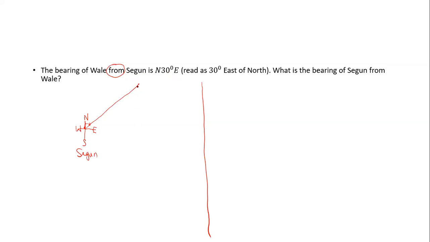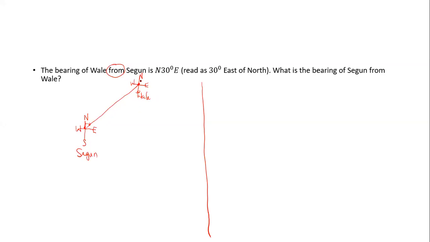So it means along this line, we have Wale. So let's assume that this is where you have Wale. At Wale, you need to draw your 4 cardinal points: north, south, west, east. So the question they ask is, what is the bearing of Segun from Wale? Segun from Wale, it means they assume that you know where Wale is already.